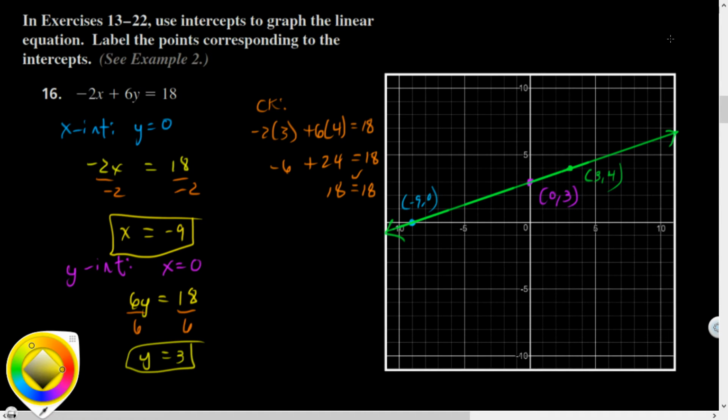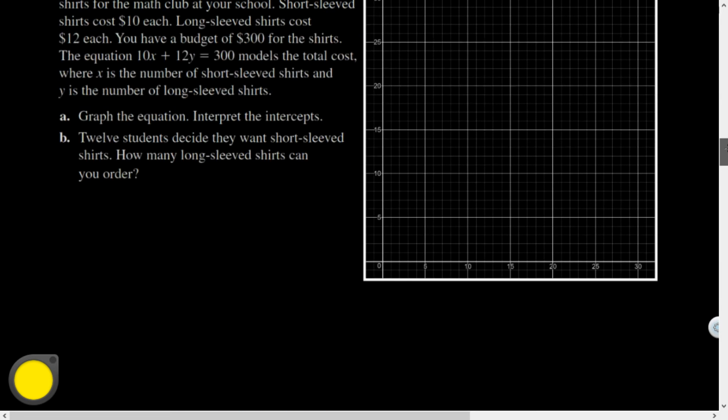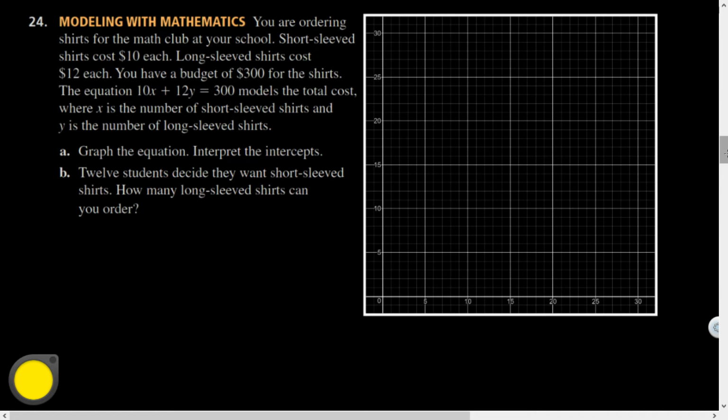Let's do the word problem, friends. I think I picked 24. You're ordering shirts for the math club at your school. Short sleeves cost $10 each. Long sleeves cost $12 each. You have a budget of $300 for the shirts. And look at this, they conveniently gave us the equation.